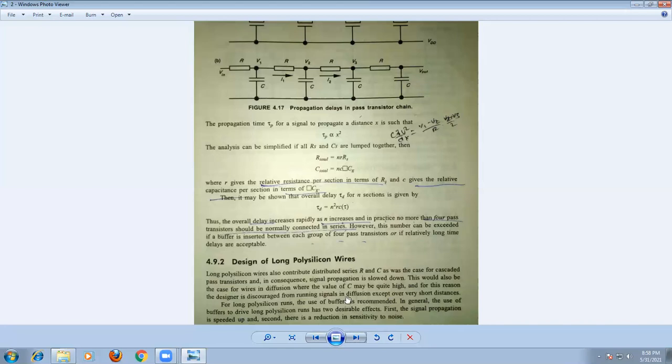Compared to that, there is another case: sometimes you can use the diffusion layers also. But compared to the diffusion layer, if you use the diffusion layers, what happens?